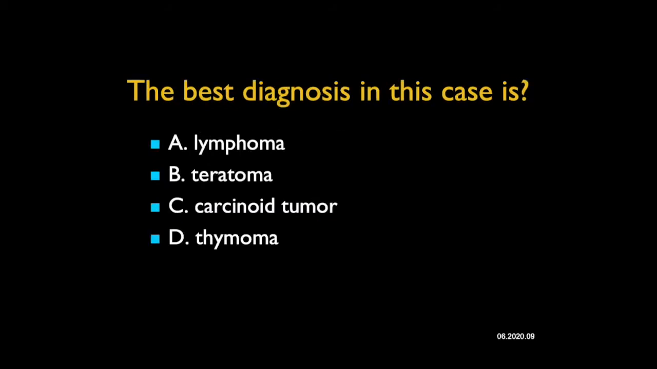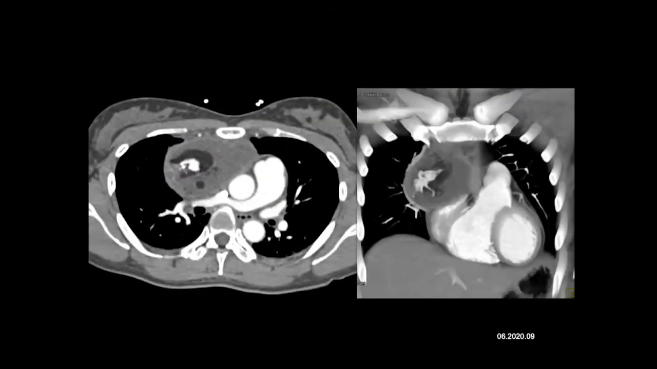The best diagnosis in this case, anterior mediastinal mass, eccentric, calcifications and fat. This is classic for a teratoma. There's nothing else to think about. If it was solid in total, lymphoma would be a consideration. Carcinoid, we're not thinking about that.